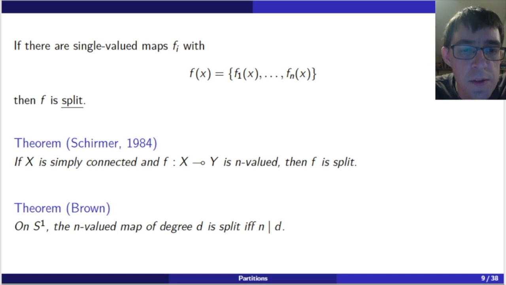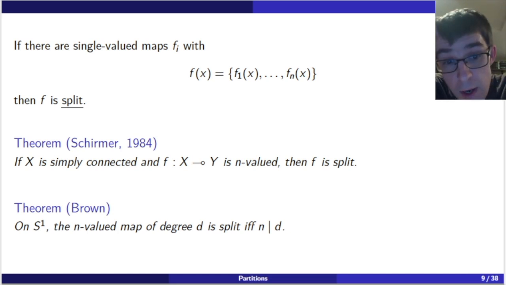And another theorem, this is Bob showed this in his paper that I mentioned before. On the circle, it's easy to tell if it's split or not based on the degree. Like I said before, if n divides d, then it's split. Well, it's split if and only if n divides d. So that's a nice characterization.